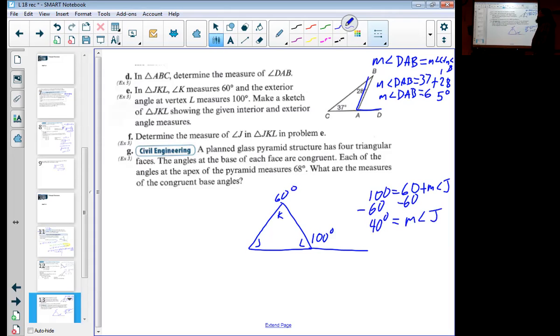A glass pyramid structure has four triangular faces. The angles at the base of each face are congruent. Each of the angles at the apex of the pyramid measures 60 degrees. What is the measure of the congruent base angles?